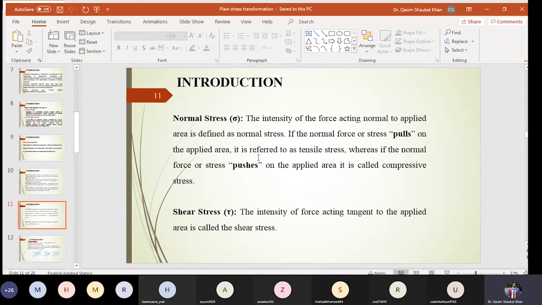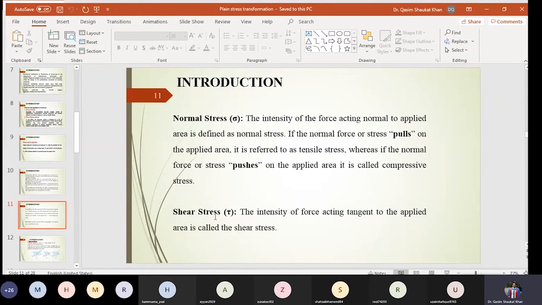Tensile normal force is considered positive. So similarly, you can say this tensile normal stress will be considered positive, compressive normal stress will be considered negative. Okay? This is sigma, and this is the sign which is used to represent normal stress. Okay?